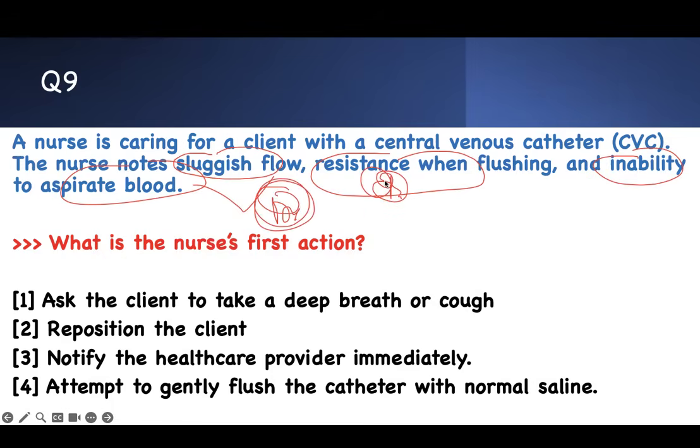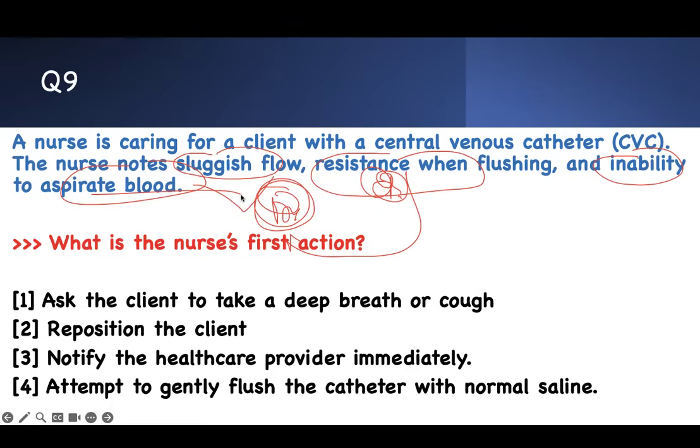After you make a diagnosis, find the first action. What do you think if you're trying to flush a line that has resistance? You can't aspirate anything, and blood flows through it sluggishly. This is what we call occlusion. It may be occluded. You don't know if the tubing is occluded or whether there's a blood clot.